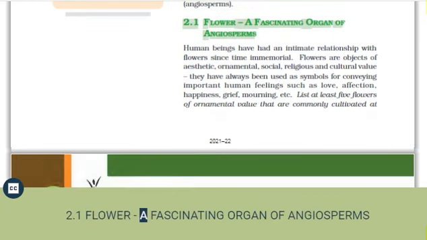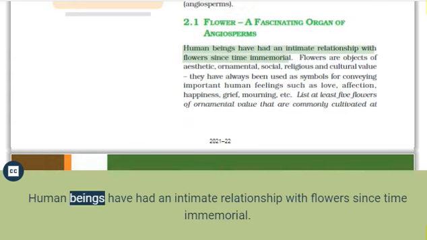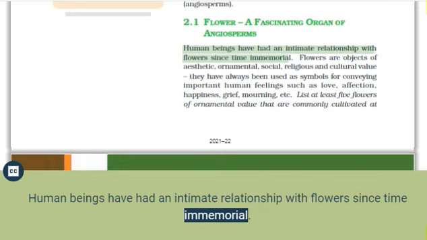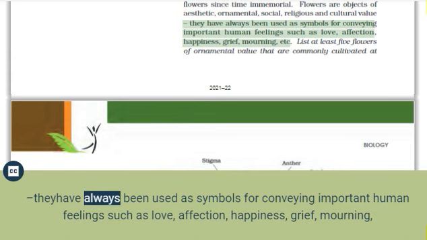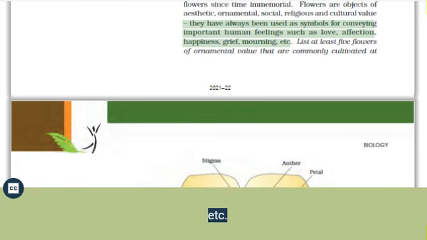2.1 Flower, a fascinating organ of angiosperms. Human beings have had an intimate relationship with flowers since time immemorial. Flowers are objects of aesthetic, ornamental, social, religious, and cultural value. They have always been used as symbols for conveying important human feelings such as love, affection, happiness, grief, mourning, etc.